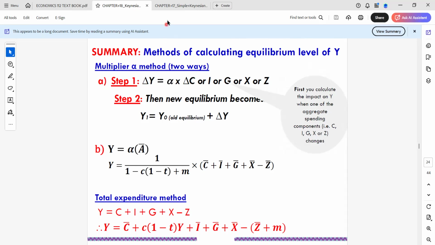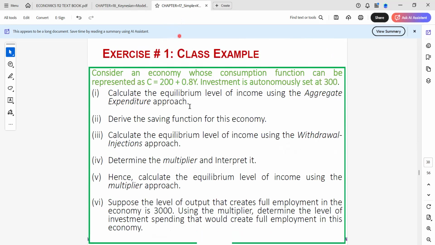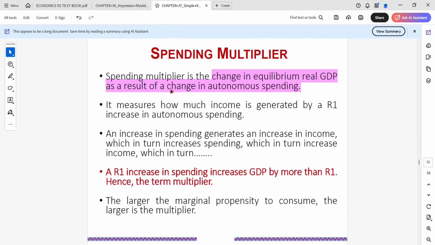But let me just take you guys back and then we're gonna come back here. Then we're gonna do that equation based on this so that you guys can see. So, remember when we were doing chapter 17, we said that the spending multiplier is a change in equilibrium real GDP as a result of a change in autonomous spending, right? Where I said we can write this like this.